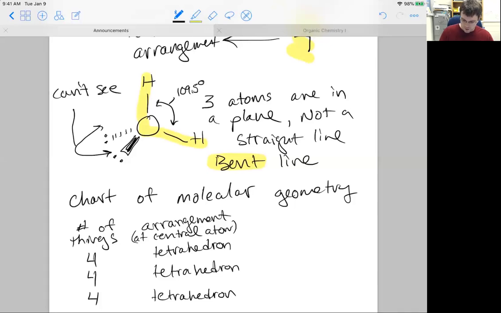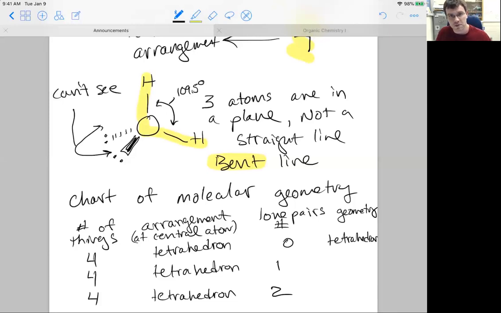Okay, but what differs in each case is the number of lone pairs. We could go from 0 to 1 to 2, and that's going to control our geometry. So the geometry for having 0 lone pairs in a tetrahedral arrangement is a tetrahedron. We have a tetrahedral arrangement of things, all of which can be seen, all of which are atoms. So we have a tetrahedral.